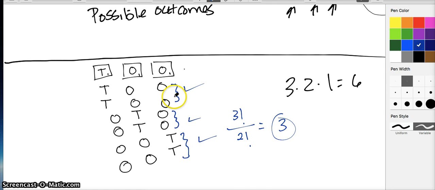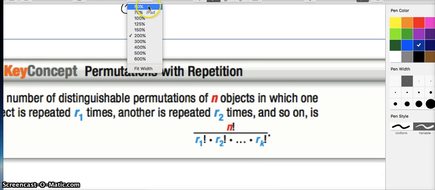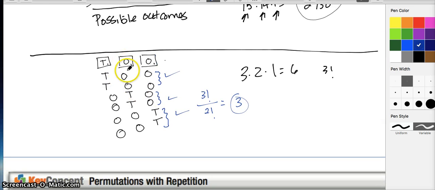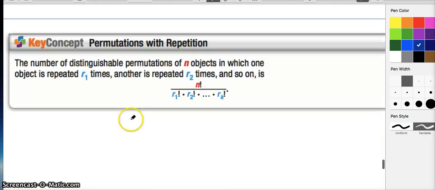That was a little cumbersome. Here's how you see it in generic terms. Let me make this a little bit smaller for us. The number of distinguishable permutations of n objects in which an object is repeated r sub 1 times, another is repeated r sub 2 times, and so on, you would write like this. You would take n factorial, and then you would take the factorial of the number of times each of the things is repeated. So notice it's because I have 2 O's, repeated twice, that I use 2 factorial. So that's what our situation is.